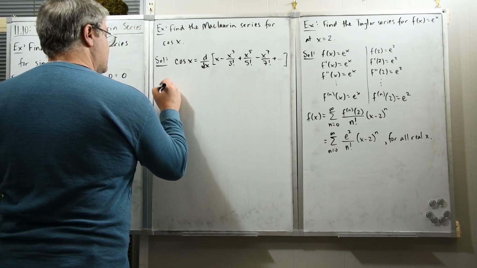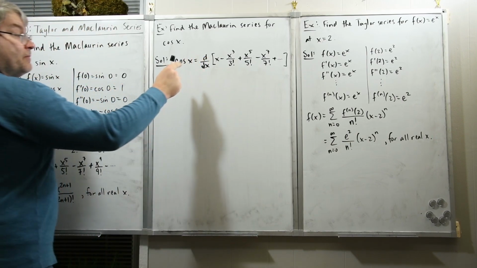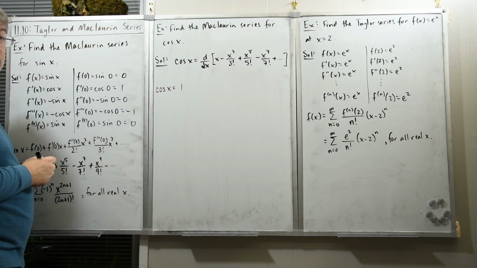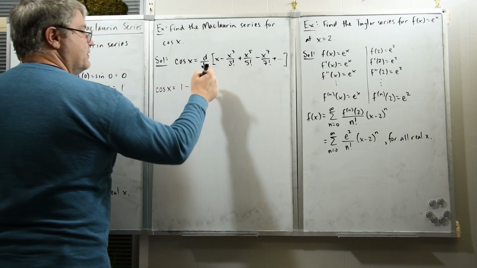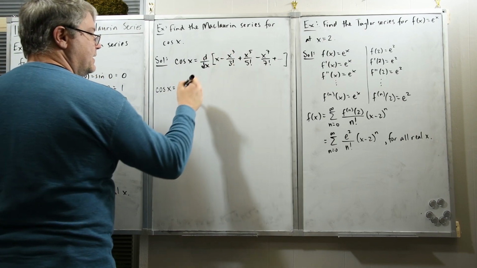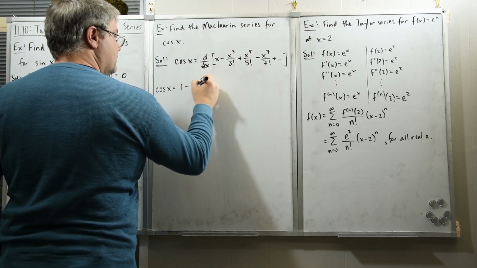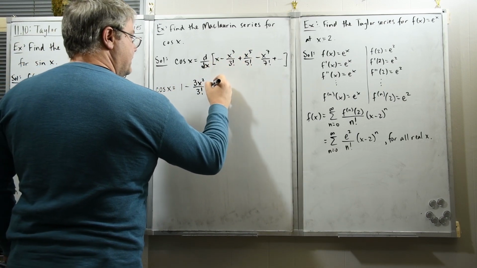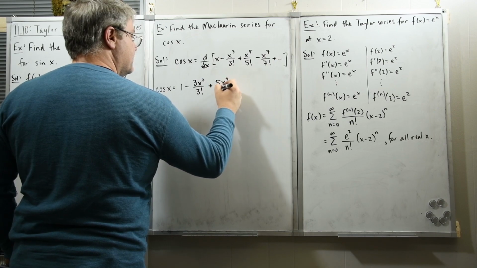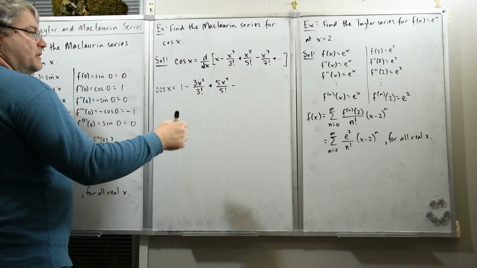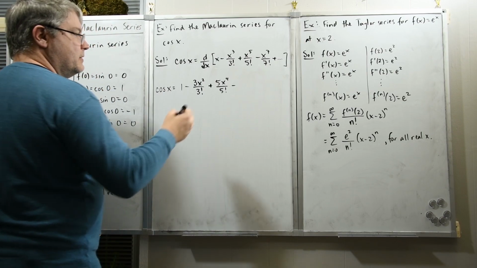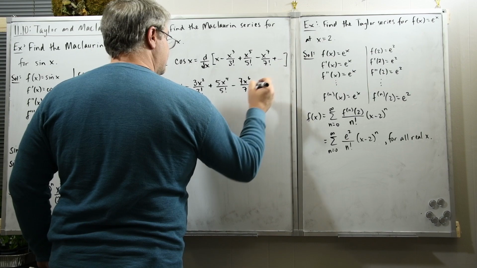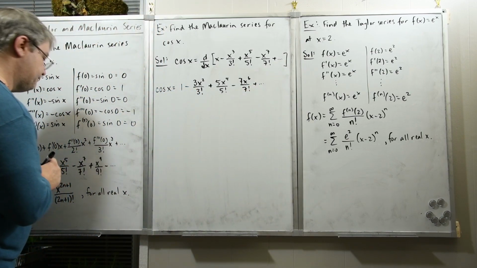And so our cosine of x is going to equal, and we'll go term by term. Take the derivative of x, and you get 1. Take the derivative of negative x cubed over 3 factorial, you're going to get a negative 3x squared over 3 factorial. Derivative of x to the fifth over 5 factorial is 5x to the fourth over 5 factorial. Derivative of negative x to the seventh over 7 factorial, negative 7x to the sixth over 7 factorial, and this just keeps going on and on.